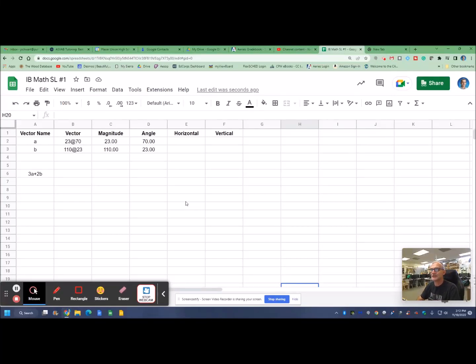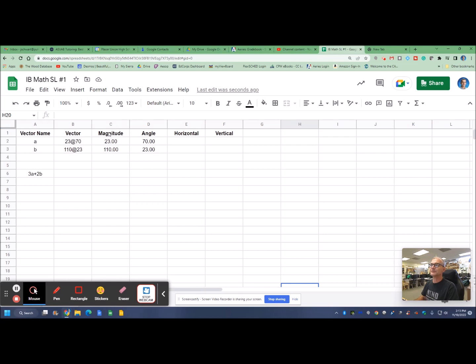I was going to do a short video on how to convert vectors from magnitude and direction into component form and back again in Google Sheets. So my first vector is vector A. It is 23 units long at 70 degrees. My vector B is 110 units long at 23 degrees.